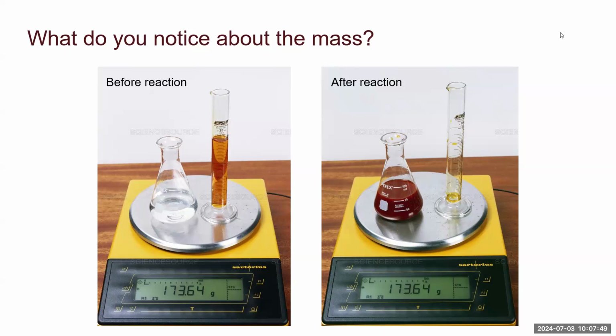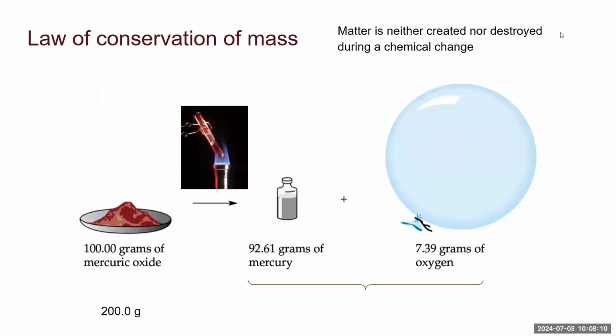Does that make sense? So in the event that you have a reaction where a gas is produced and is released from the reaction, your mass will go down. But if nothing like that happens, then the mass and the contents are the exact same. Does everyone follow that? So here we have a reaction of 100 grams of mercuric oxide.